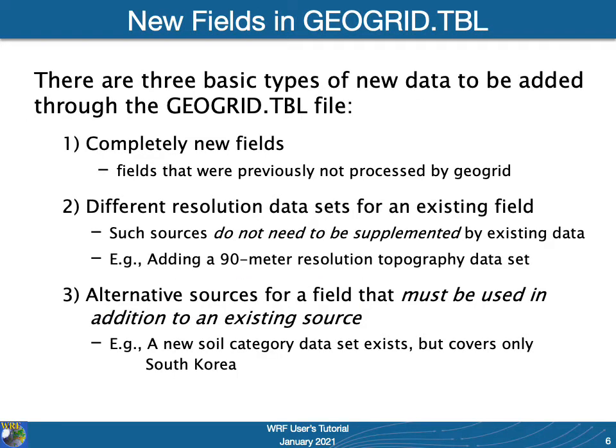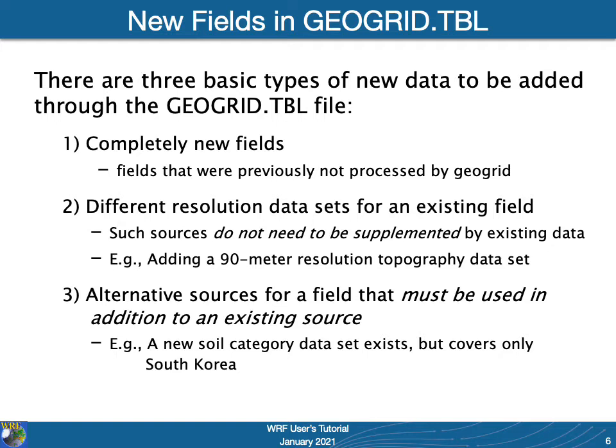So if you set out to process a new source of data through the geogrid table file, the first thing that you need to do is to determine which of these three categories that data set fits under. So the first possibility is that you're processing a completely new field. This is not an alternative source for an existing field in GeoGrid, but a completely new field that we've probably never seen before. Typically this happens if you're doing some sort of development in the WRF model and you need an additional field to support that new scheme in the model or whatever it is you're developing.